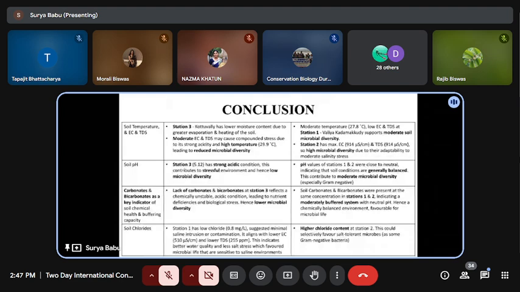The soil temperature, electrical conductivity, and TDS were very high at station 3, and also the soil pH was strong. It represents acidic condition, and these parameters contribute a stressful environment at station 3, and hence the microbial diversity was very low at station 3. And also the carbonates and bicarbonates were absent at station 3, hence these also contribute a stressful environment, and hence the lower microbial diversity was observed at station 3.